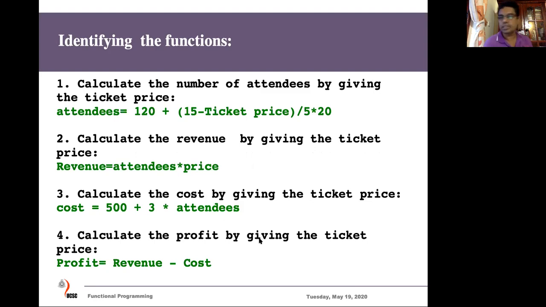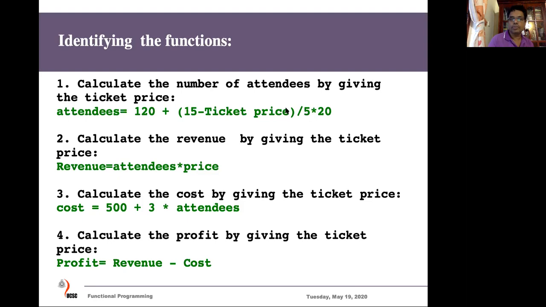How do we code these functions? So let's start with the attendee function. In the basic, attendees is 120. So it varies plus and minus based on the ticket price. So base price is 15. So when you use 15 minus new ticket price, let's say we decrease the ticket price to, let's say 10 rupees, 15 minus 10, so this is 5.